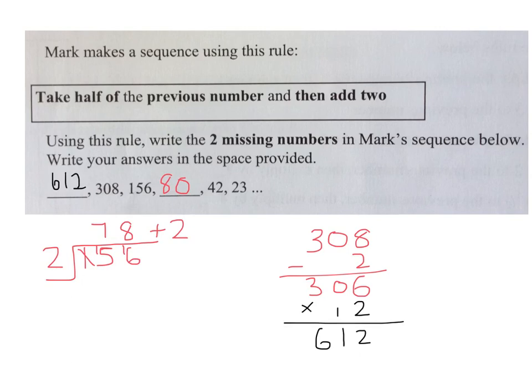And let's just check, because it is important to check over our answer. The first step in your rule is to half it. So 612 halved would be 306. And if I add on 2, it does give me that 308. So both of our answers are correct.